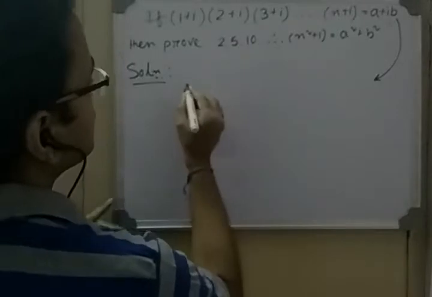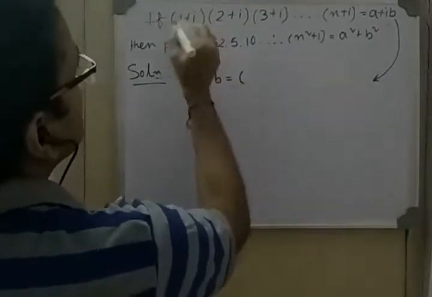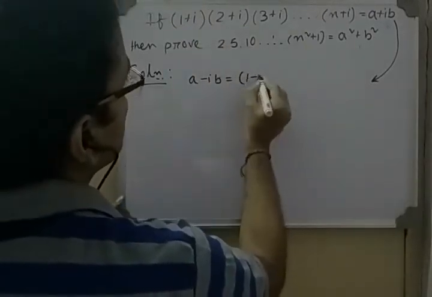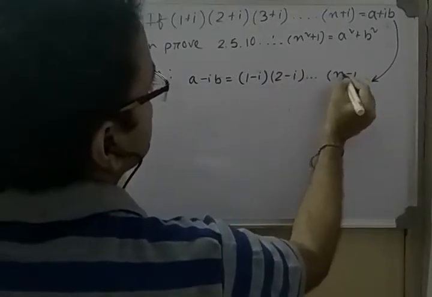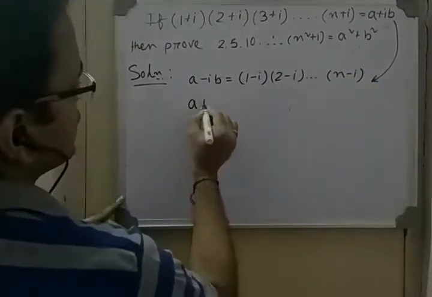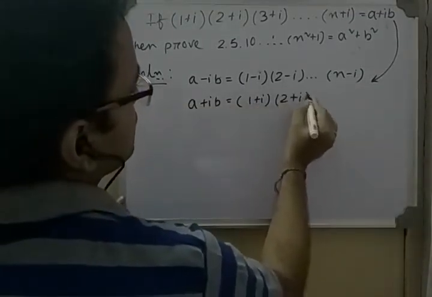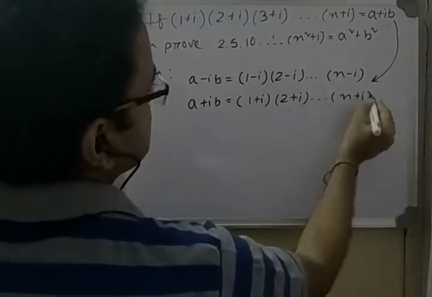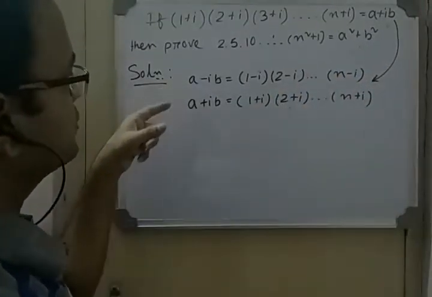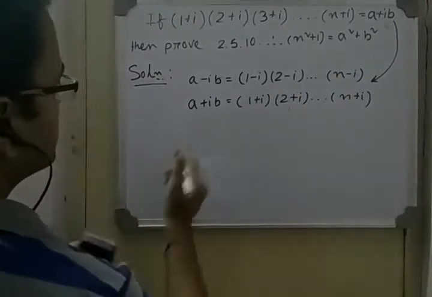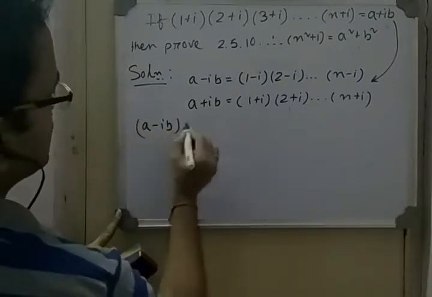So first we will replace i with minus i on both sides. So a minus ib equal to i replaced with minus i everywhere: (1 minus i)(2 minus i) up to (n minus i). And now we have a plus ib equal to (1 plus i)(2 plus i) up to (n plus i). So multiply these two. As we have already seen, a square plus b square equals (a minus ib) into (a plus ib). So we have to multiply the left hand side, so definitely the right hand side also needs to be multiplied.